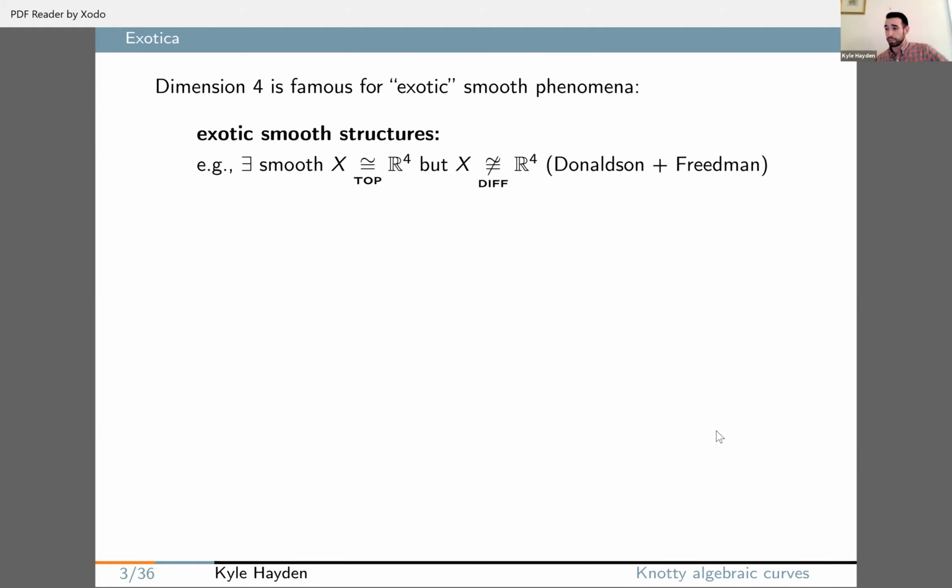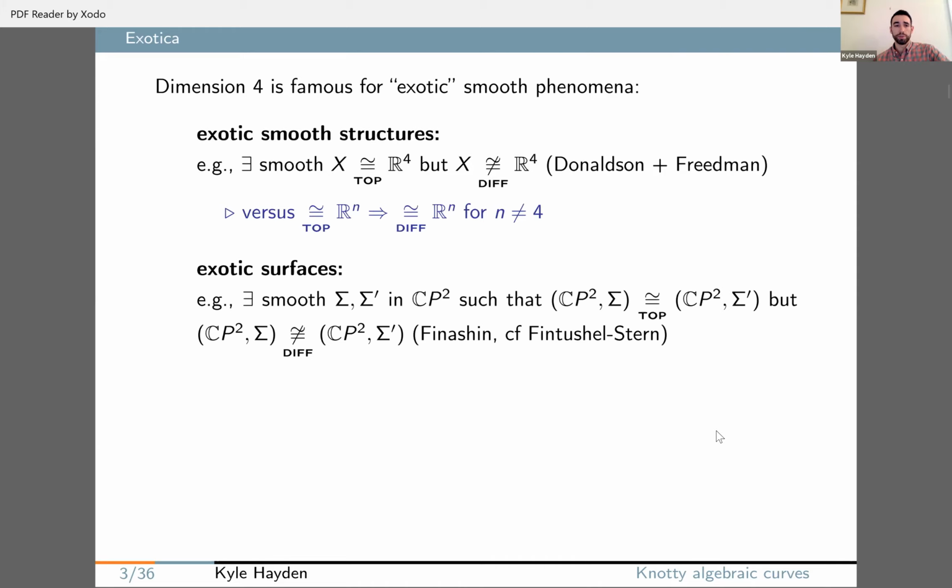I'll jump back to Zach's question in a moment. Just to make a contrast, if you're in any other dimension other than 4, if you're homeomorphic to Rn, then you're also diffeomorphic to Rn. So in other dimensions, there's a unique smooth structure on Euclidean space. Okay? So it really singles out dimension 4 there.